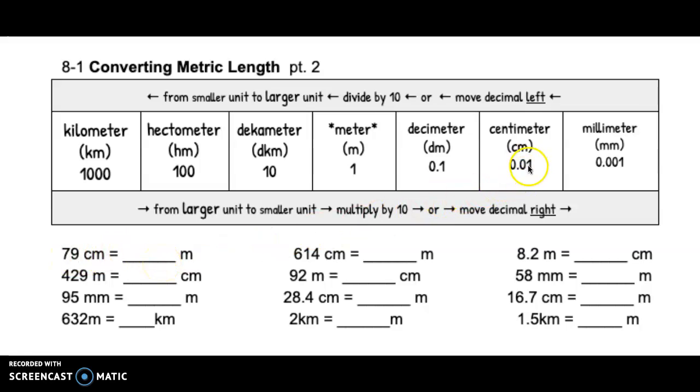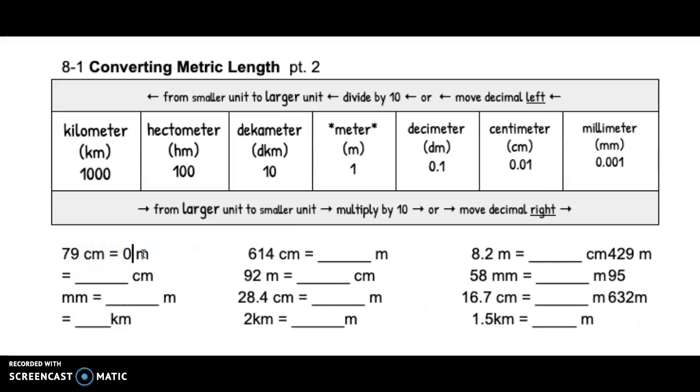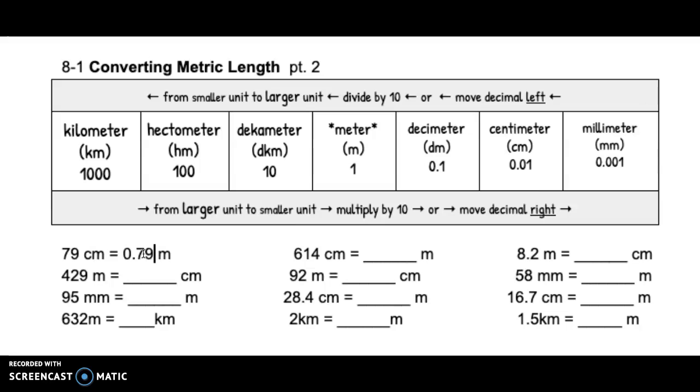That means I will come over here and put my cursor, you would put your finger on centimeters. I'm moving to meters, which is 2 jumps to the left, which means my decimal, which is behind the 9, invisible, will move 2 spaces to the left as well, making my answer 0.79.